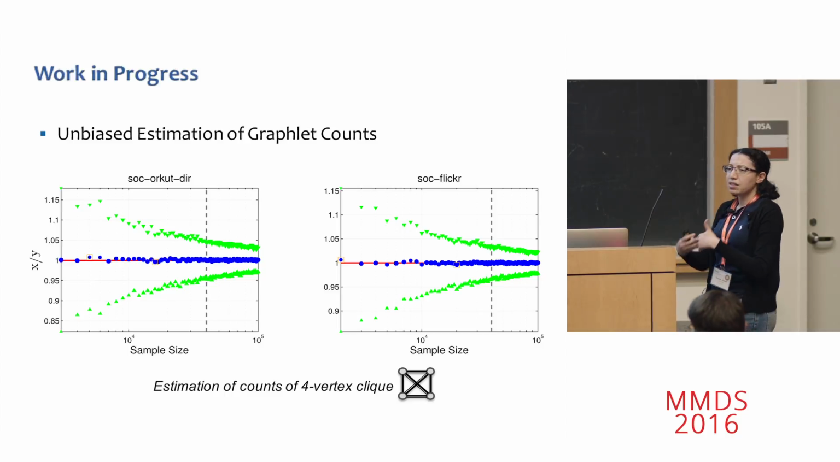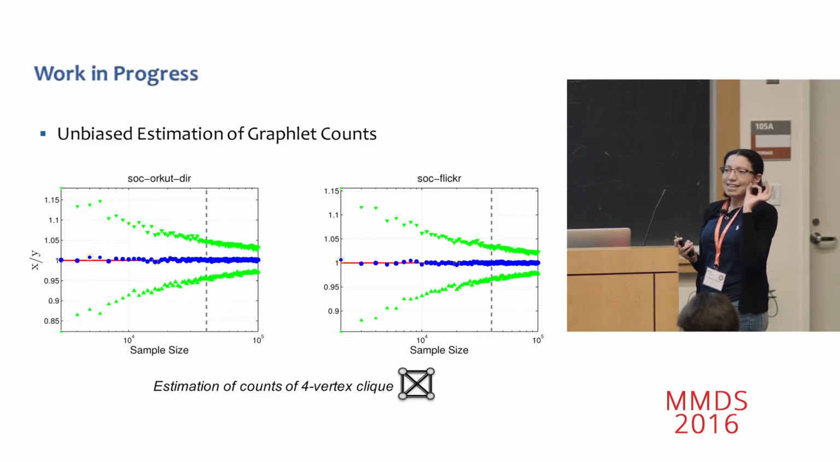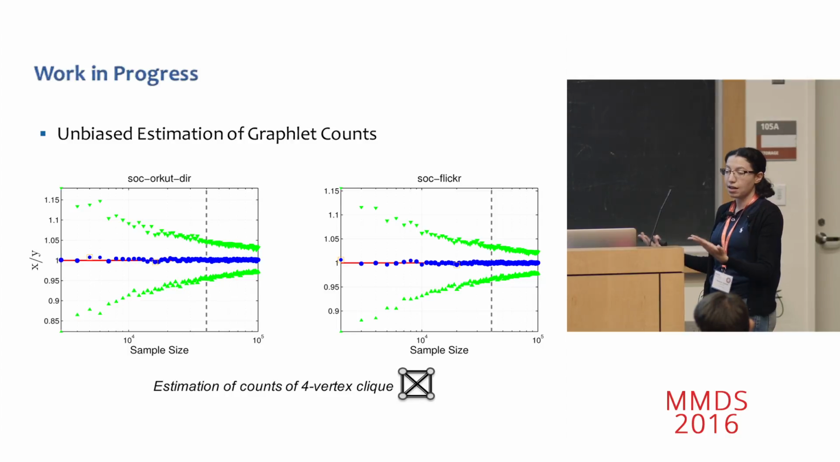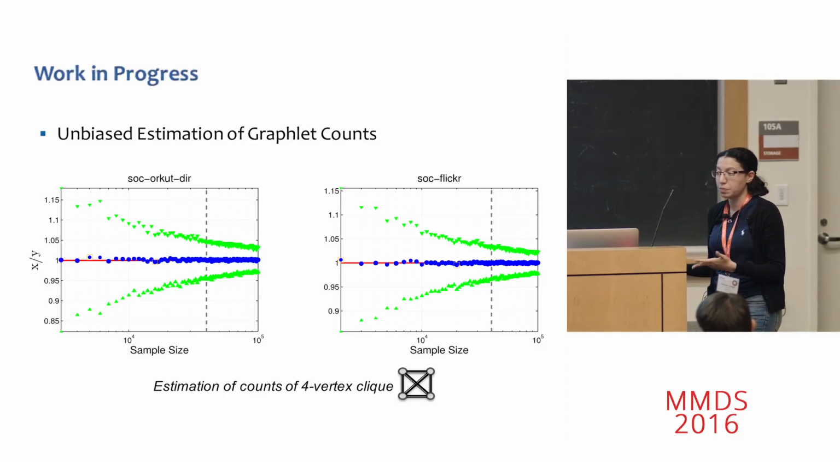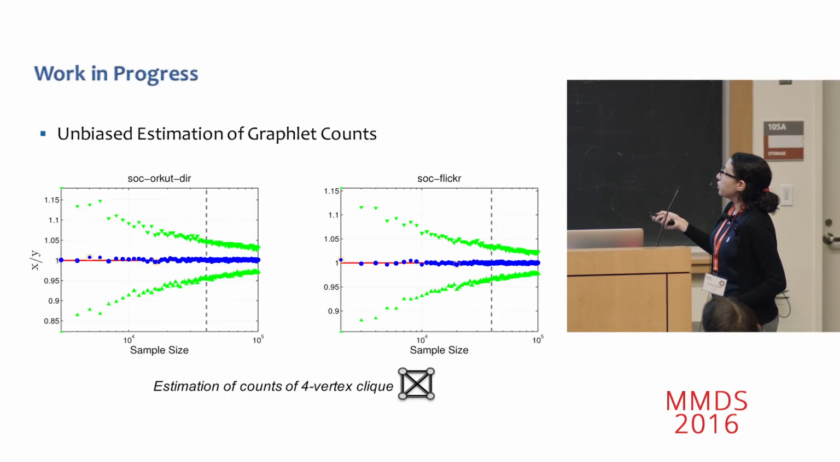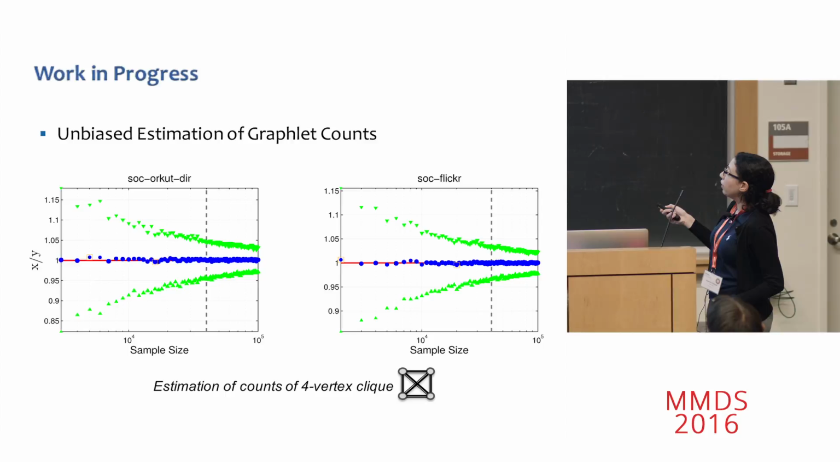And that's useful because in many cases when we deal with big data, we don't care about the exact counts as much as we care about an approximate count that's close enough to the exact count and has some unbiased properties. So those two figures show the estimation of counts for 4-node cliques.